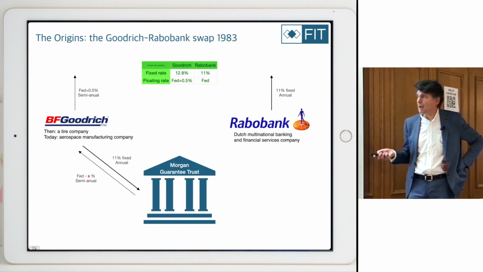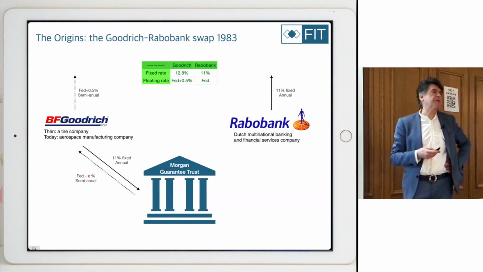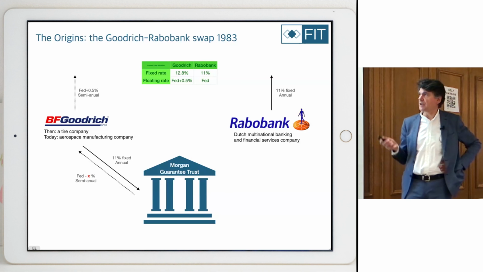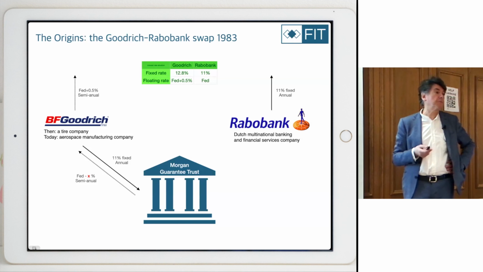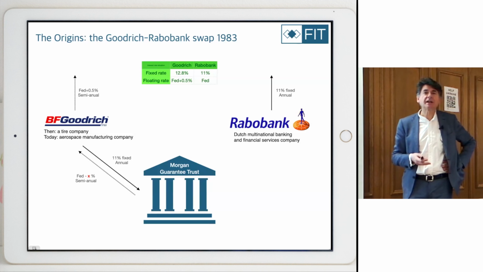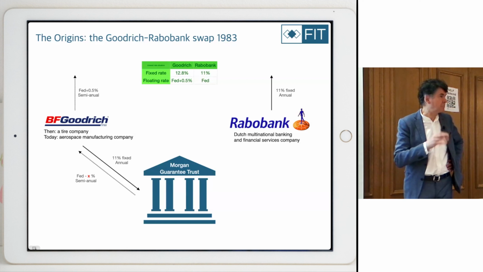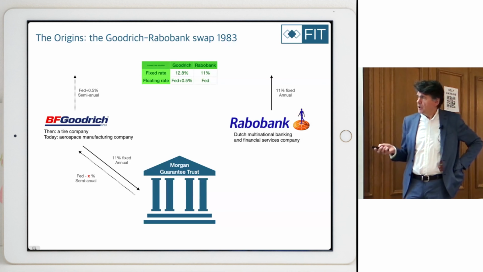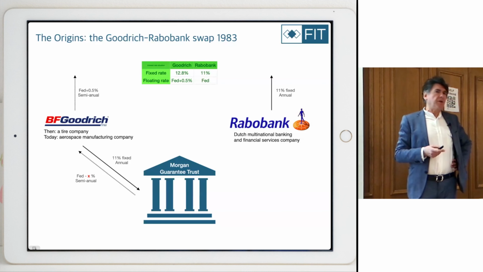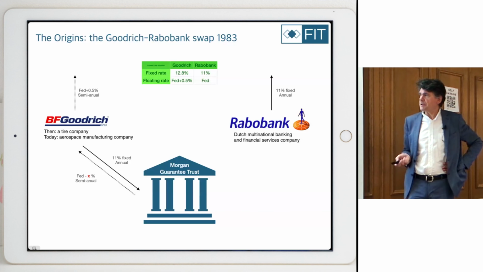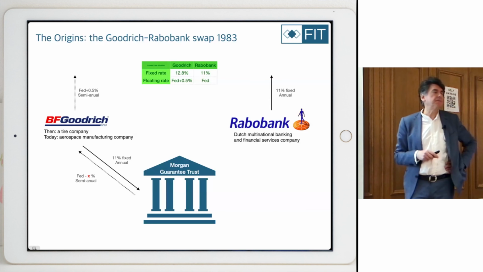BF Goodrich is liable to pay the trust 11% annual. That is $5.5 million. I forgot to mention here the loan was for $50 million, with an M, by the way. If it was 2008, it would have been with a B, billion. But it was M's, millions. So they will pay $5.5 million per year to the trust, and they will receive Fed funds minus some number that we'll think about later.